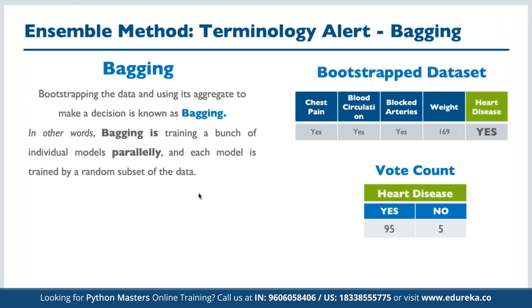Chest pain. So somebody is trying to predict whether a person has heart disease or not based on 4 attributes: chest pain, blood circulation, blocked arteries, and then weight of the person. So what we do is we have a lot of data which already has been labeled, like heart disease is available. So we take a subset of this data and train multiple models on top of it. And then finally, we take a vote from each model.